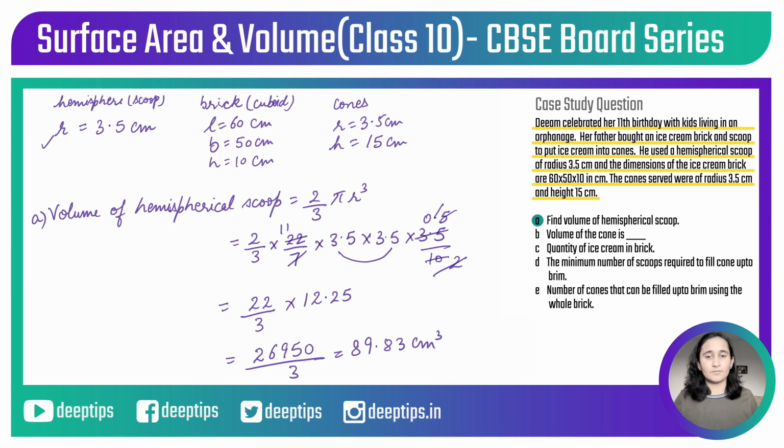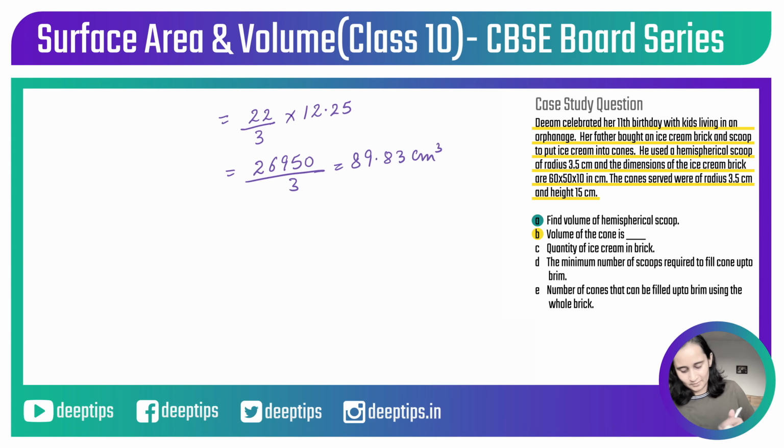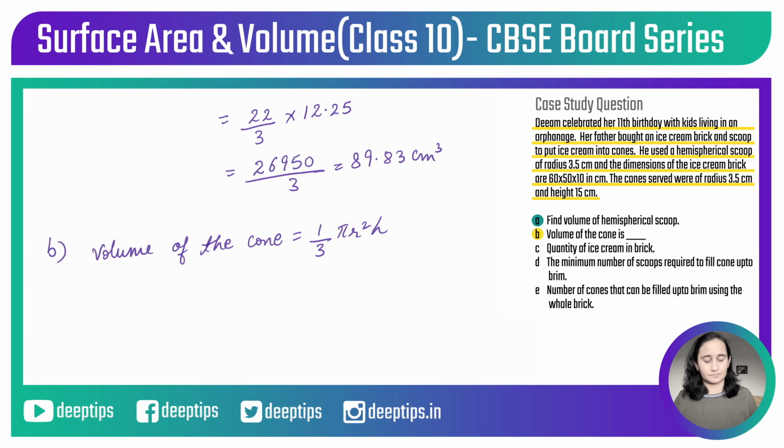So now let's come to the second part, that is, find the volume of the cone. So how do we find the volume of a cone? We know that it is 1/3 of the volume of the cylinder. So if I come to the second part, the volume of the cone is 1/3 pi r square h.